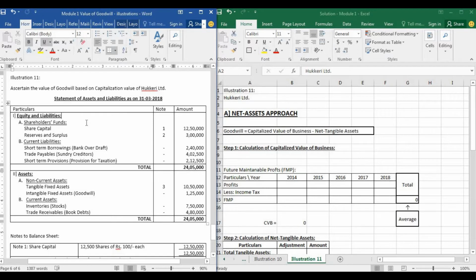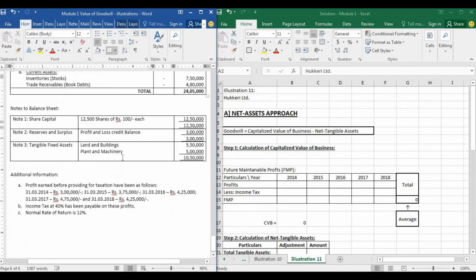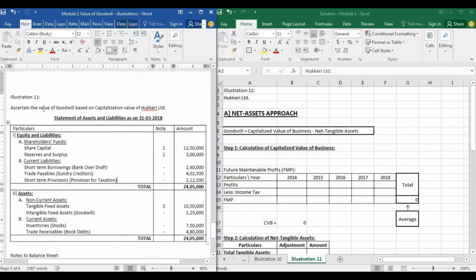But I got a couple of requests from students asking me to solve one more problem on this method as well. So I have taken another illustration on the same technique, which is capitalization of average profits. So we will solve this problem today, and from the next video we are going to start super profits. All right. So let us just go through the problem.